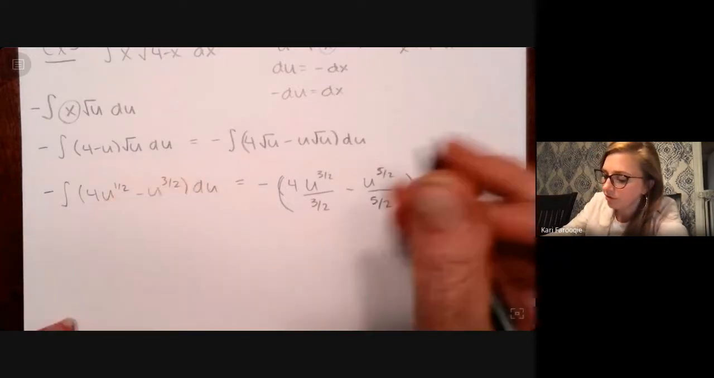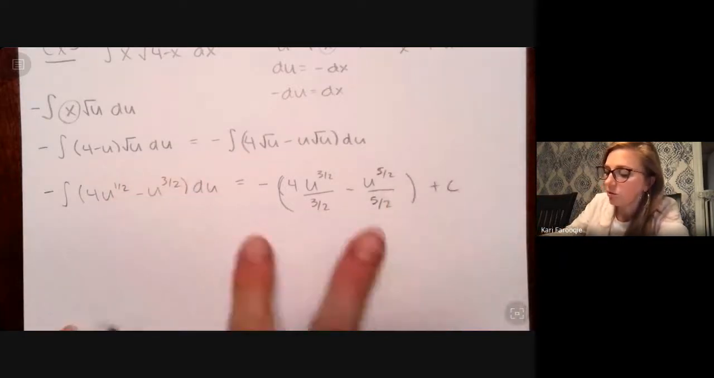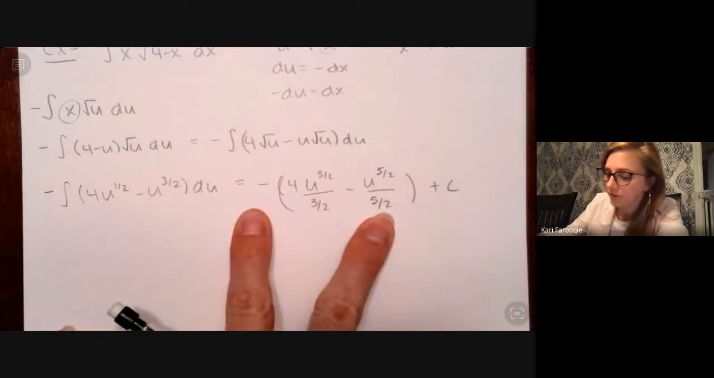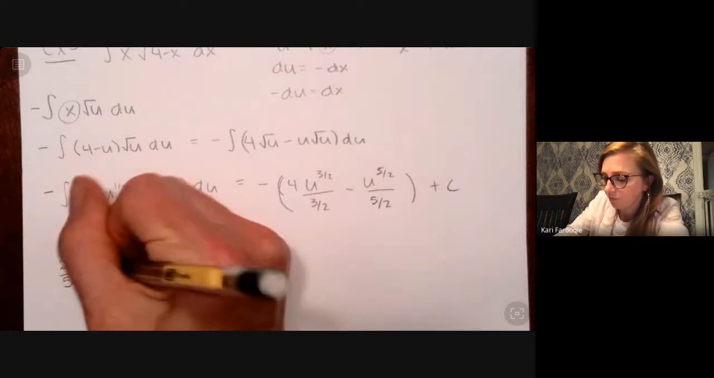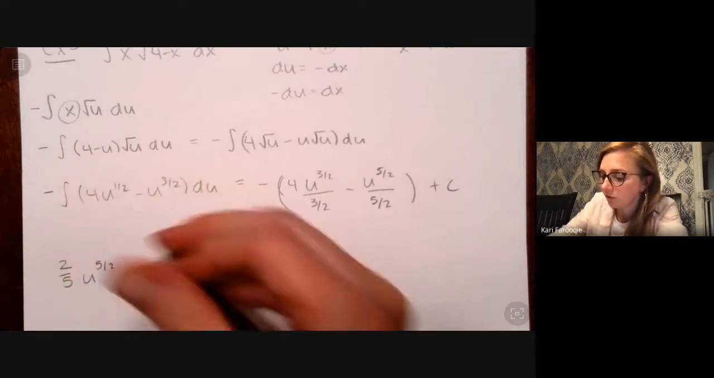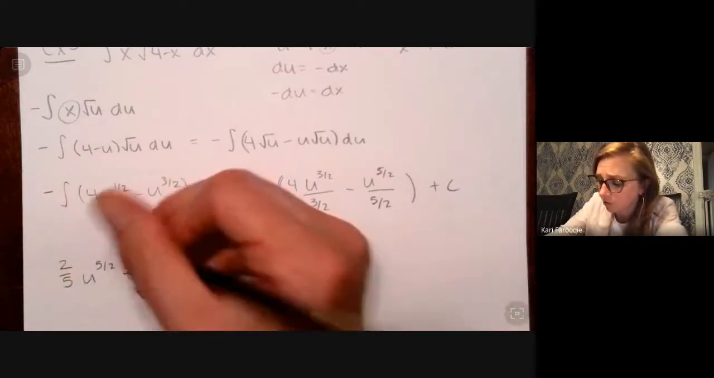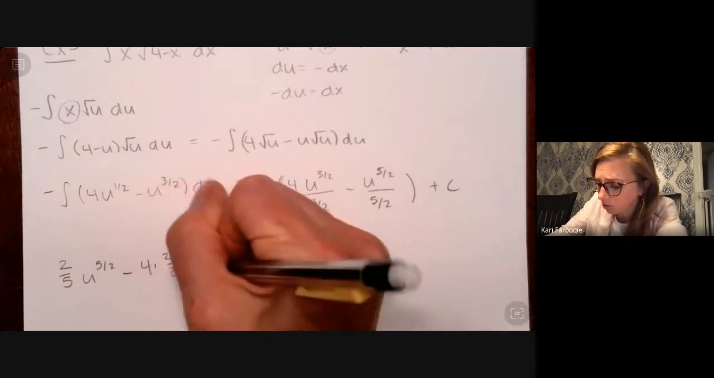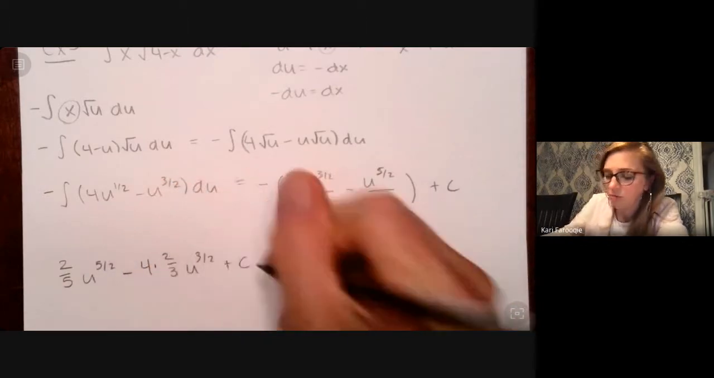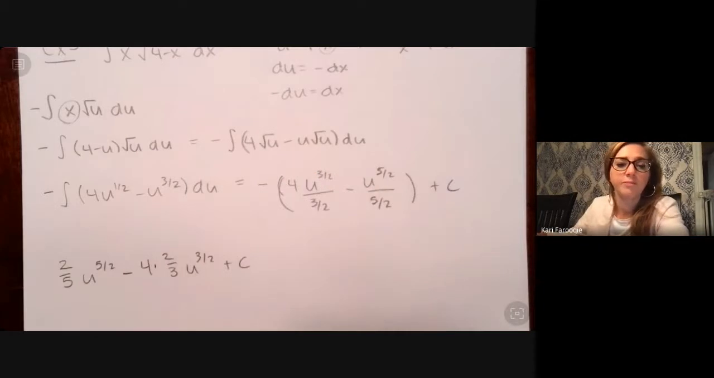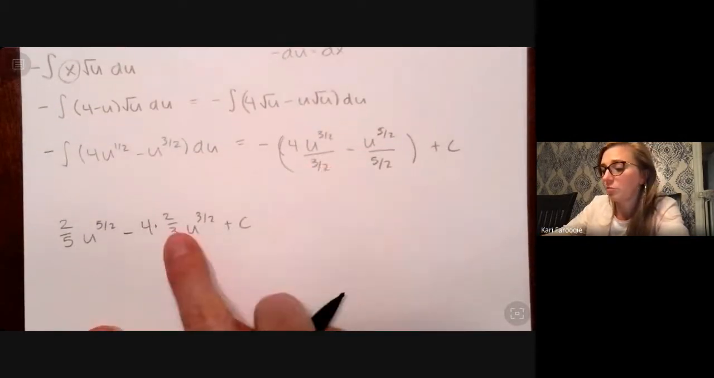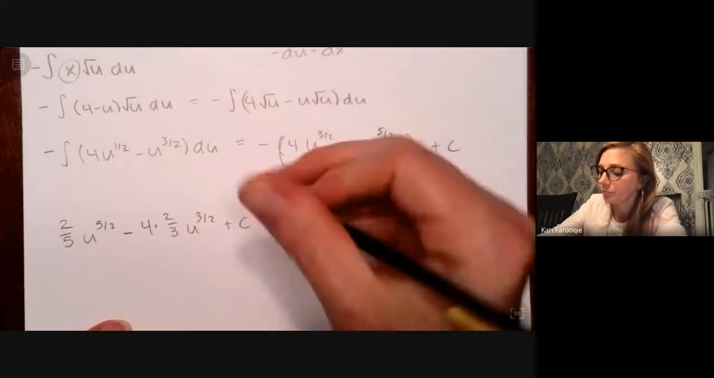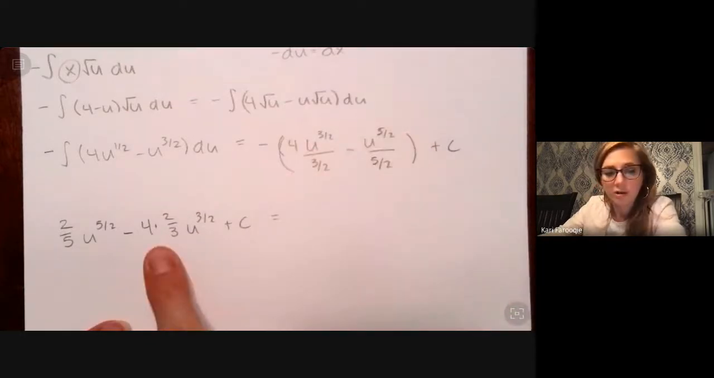So, rewrite this again and again. If you'd like to make this term positive, go ahead. When you divide by 5/2, you're multiplying by 2/5. So you'll have 2/5 u to the 5/2 minus, and then 4 times 2/3 u to the 3/2 plus c. When you divide by 3/2, you're multiplying by 2/3. And I'm going to multiply here to get 8/3, and I'm also going to sub back in for u.